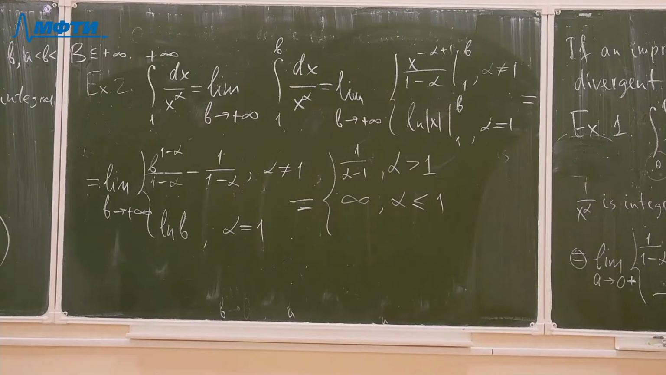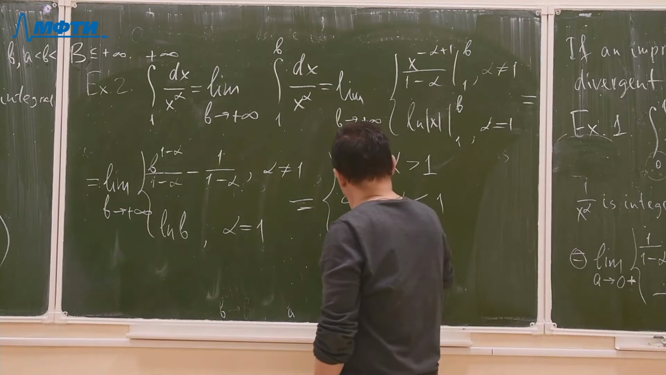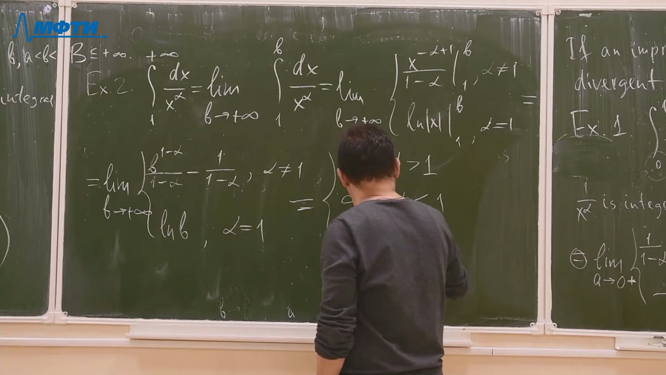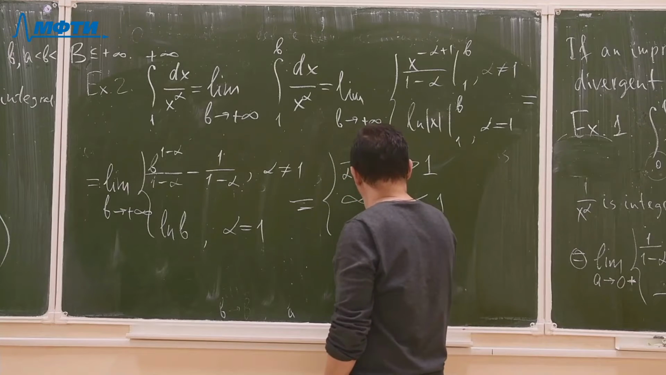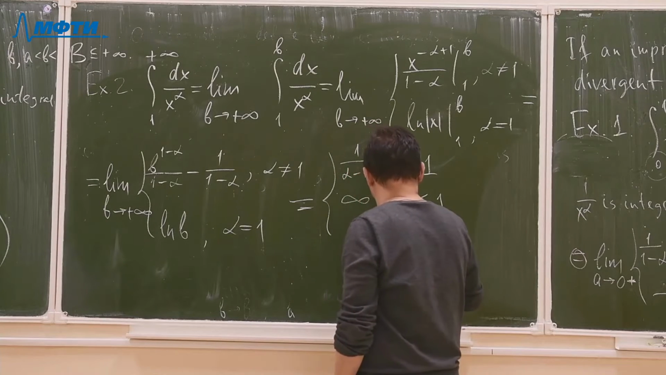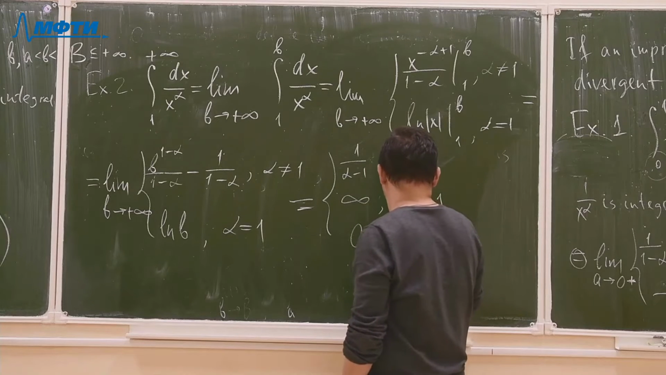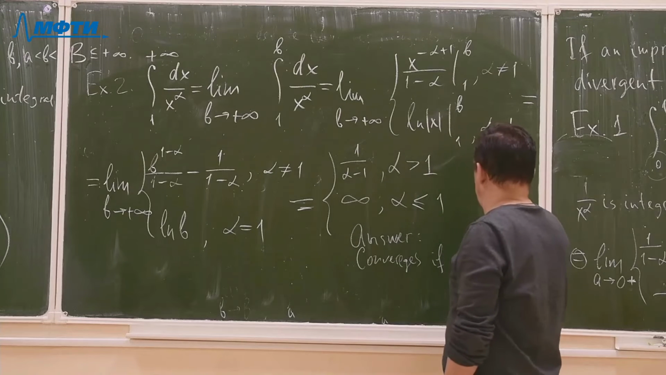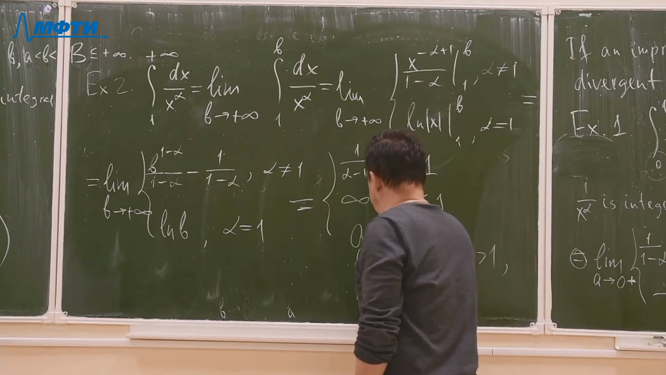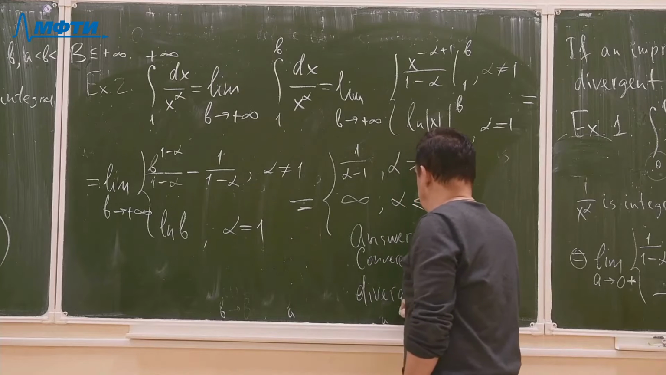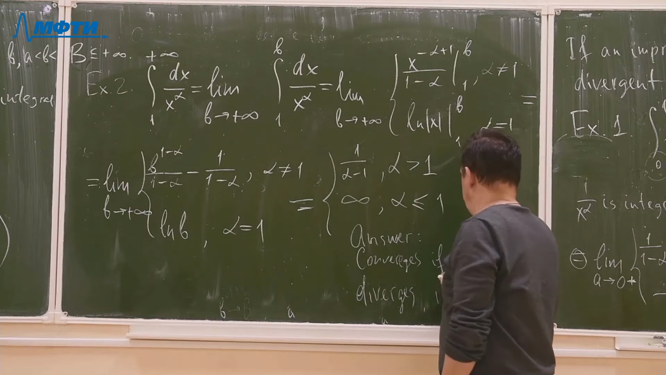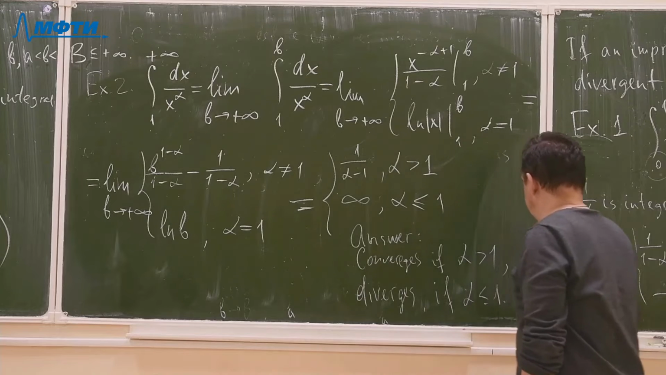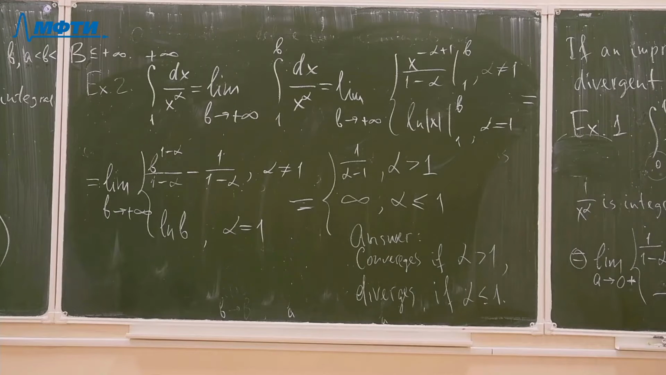You see, quite different. So the answer for the behavior of our improper integral: it converges if alpha is greater than 1, and diverges if alpha is less than or equal to 1. So you see, in some sense, the opposite answer, right?